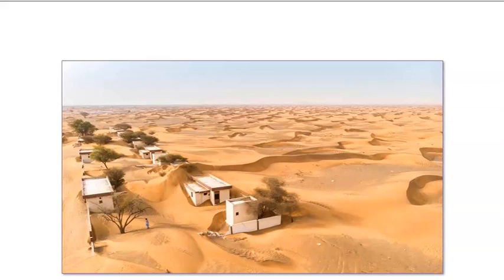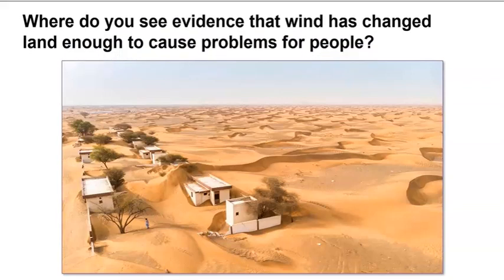Look at this picture. Where do you see evidence that wind has changed the land enough to cause problems for people? Shout out what you notice. I noticed that sand covers large parts of those houses. I wonder if people can even live in those houses with so much sand covering the houses.